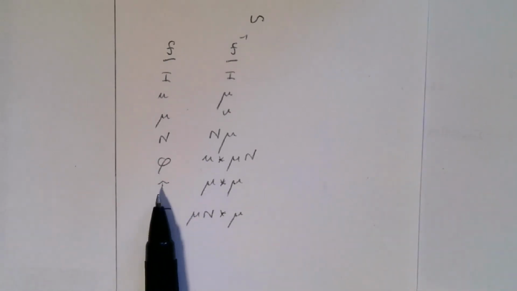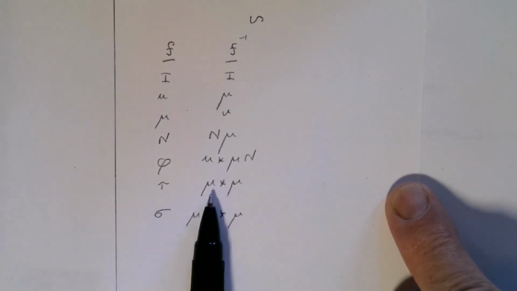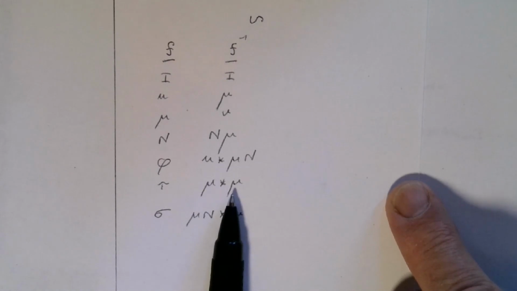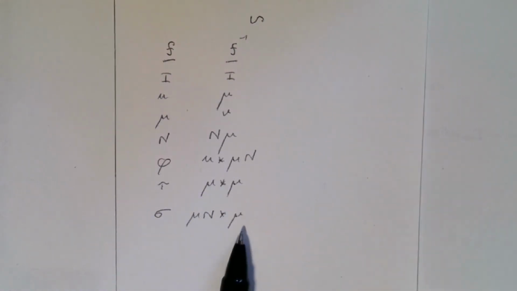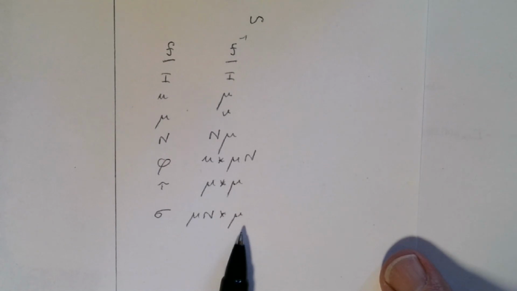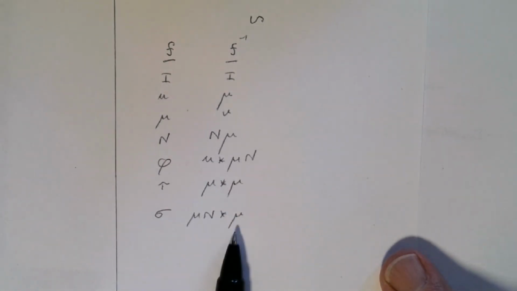The inverse of tau, the number of divisors, turns out to be just mu star mu, and the inverse of sigma is mu N star mu. And so again, you can see that this Mobius function, mu, is just playing such an important role in this context of arithmetic functions.